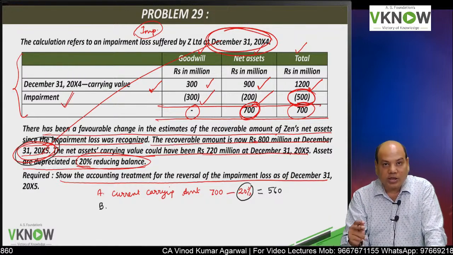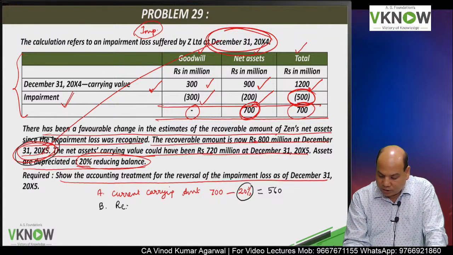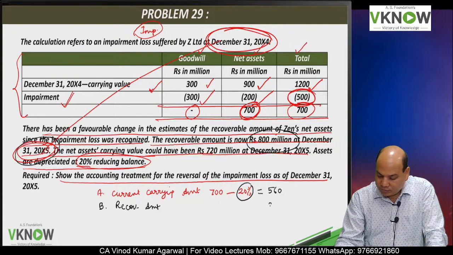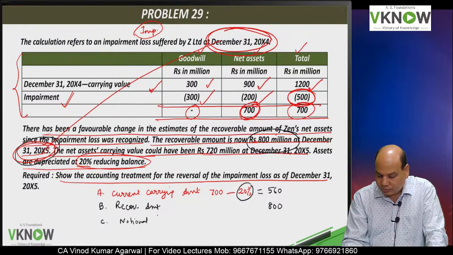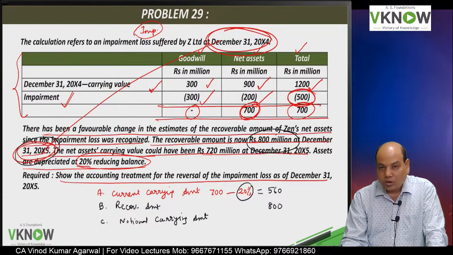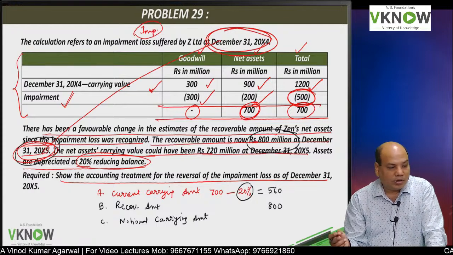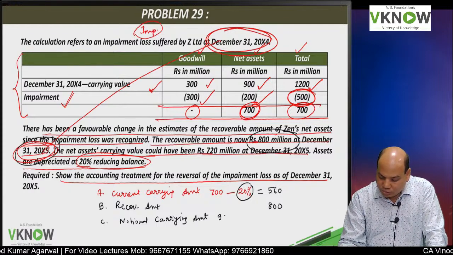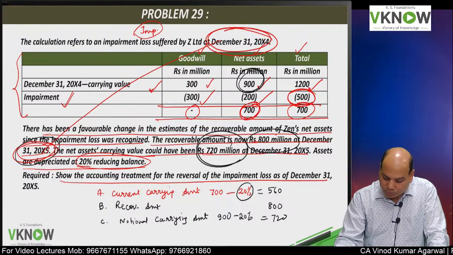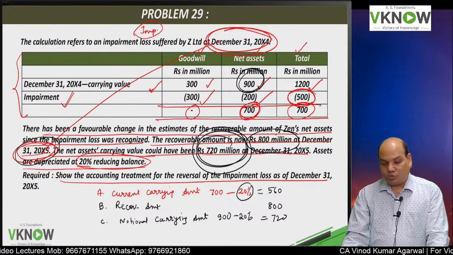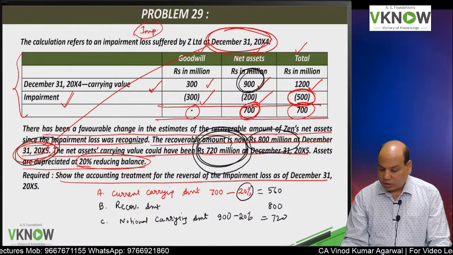Now we have got indication of impairment, so I will calculate the recoverable amount. As per the question, the recoverable amount is 800 million. I will compute the notional carrying amount. That is, if we would not have provided impairment, the carrying amount today would have been 900 minus 20%, that is 720, which is given in the problem also. If the problem would not have given 720, this is how you will compute.